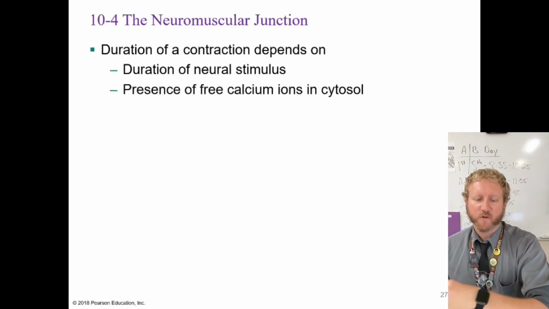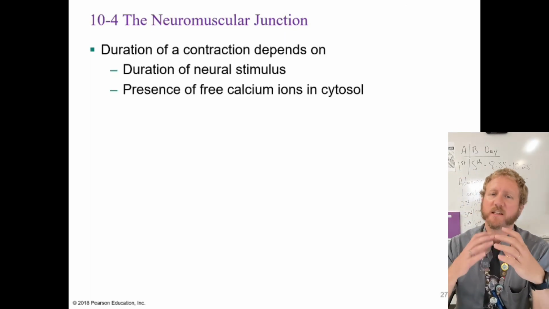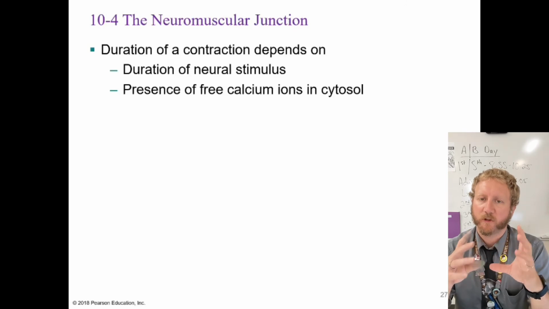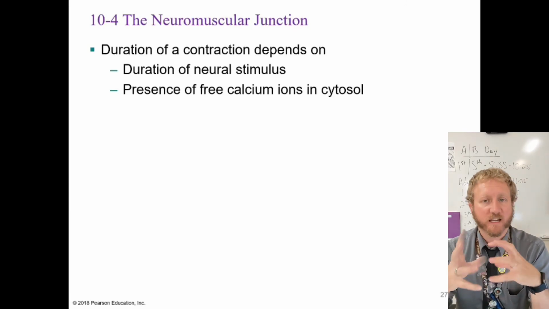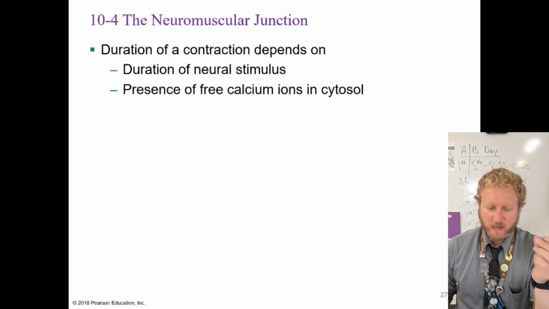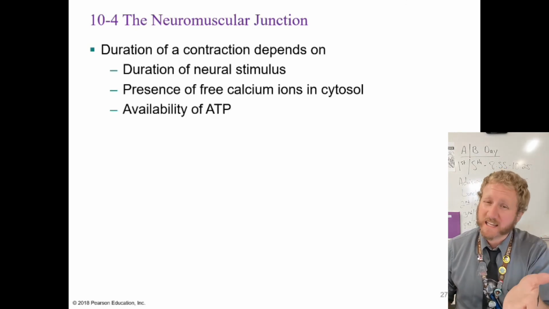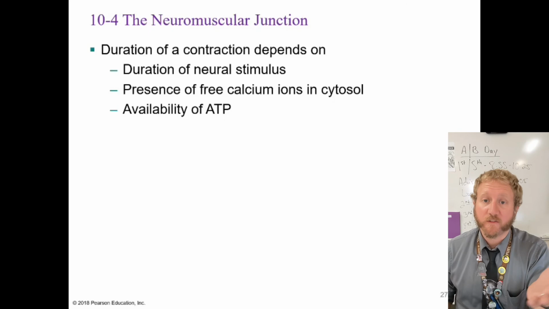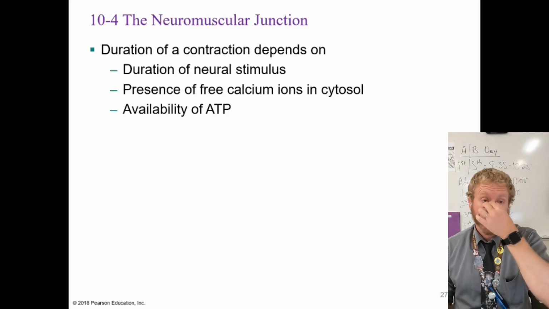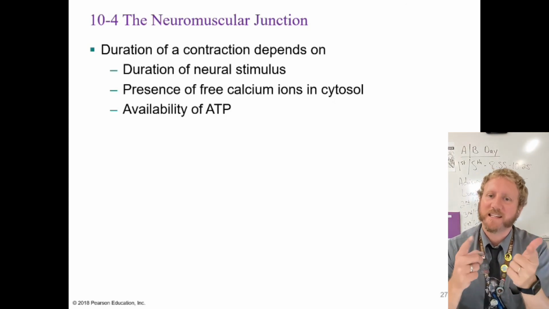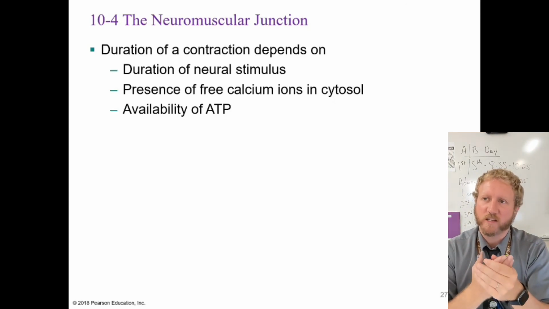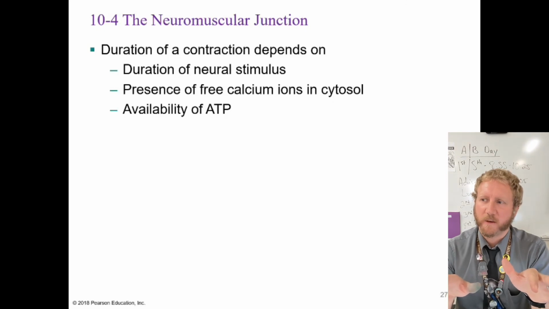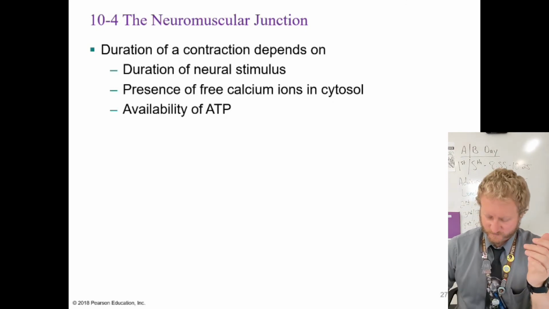If there are free calcium ions in the cytosol, now cytosol is just the fluid inside of the cell, sort of floating around, then the contraction will continue. ATP, if it's available, the contraction will continue. If it's not, it stops, because the ATP is required to break the cross bridges, right? So once the ATP goes away, you can't break those cross bridges.